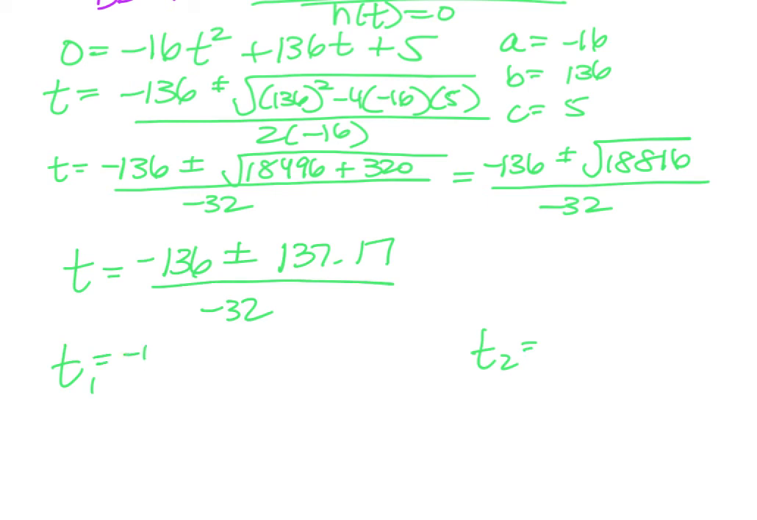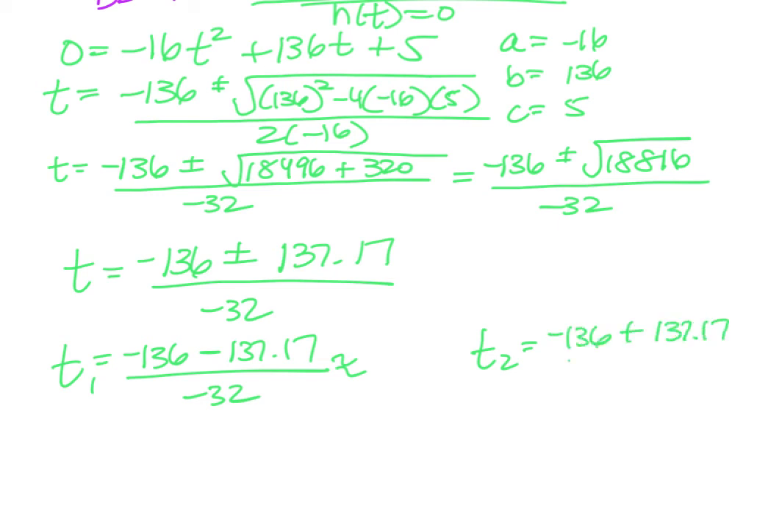Okay, so if I do T1, I'm going to do -136 minus 137.17, and I'm going to get a value. And then the other one would be -136 plus 137.17. If we do these two values out, let's see what we get. Sometimes in a problem like this, they both make sense, and sometimes only one makes sense. So if you do T1, that one comes out to be about 8.54. And if you do T2, you get about -0.04.